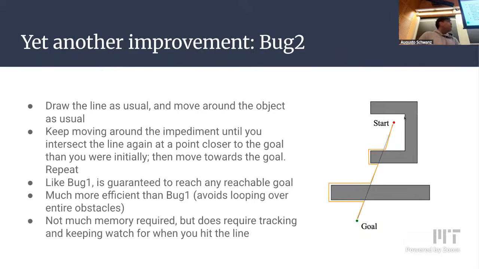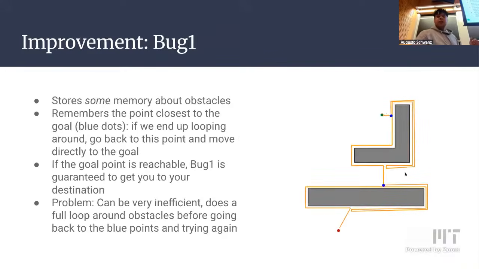Like bug 1 and depth first search and breadth first search, this is guaranteed to reach any reachable goal. So as long as your cheese or your cheese mine or your enemy route, whatever, as long as it's reachable, it's not completely surrounded by dirt or walls or whatever, you'll eventually find the path. And this is a very efficient one, especially in comparison to bug 1, which does all this looping around.